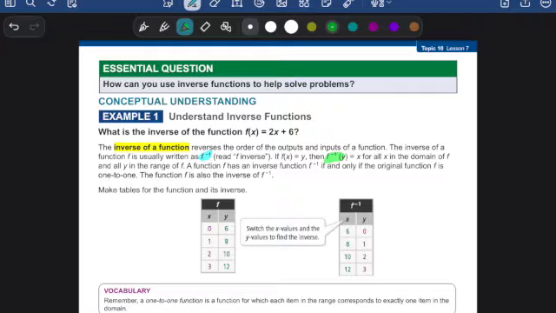So a function has an inverse function if and only if the original function is one-to-one, meaning one input gives only one output.